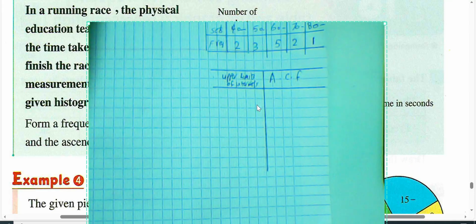Now I will draw a table containing the upper limits of intervals and the ascending cumulative frequency. Look at here. I will draw this. Right, upper limits of intervals, and ascending cumulative frequency. Look with me. Now I will write information from this table.